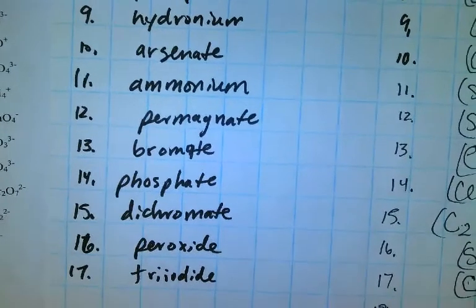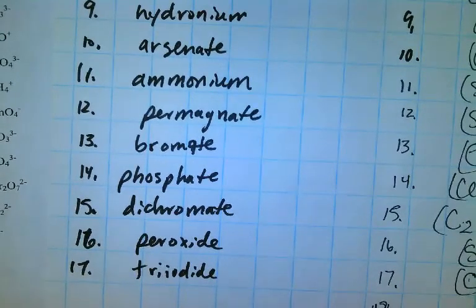Going down the page. Number 17. Yes, there are 2 I's in a row. Triiodides. We break all the English rules there. Any questions? 1 through 17.